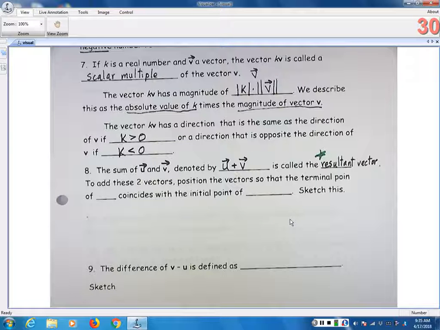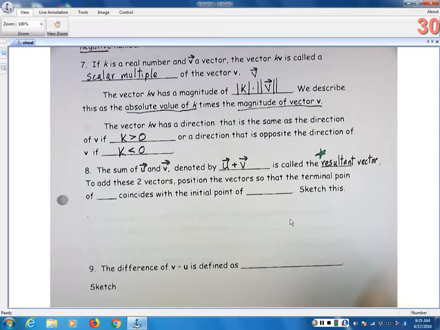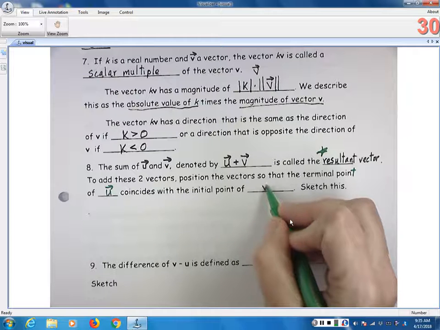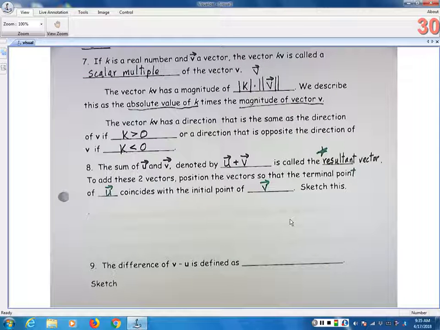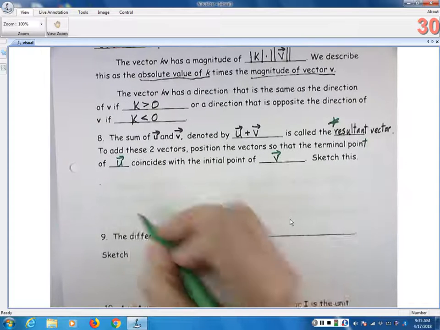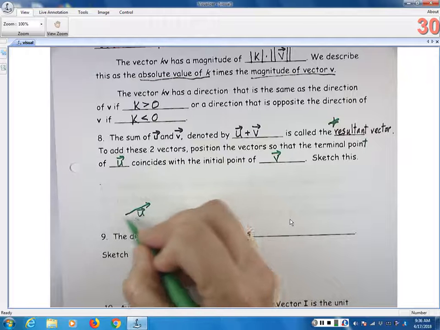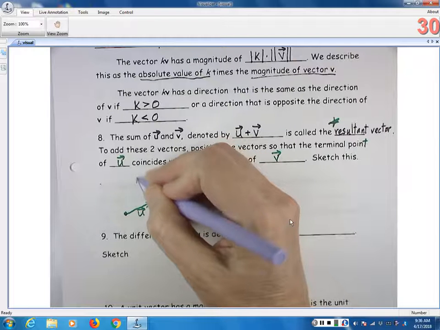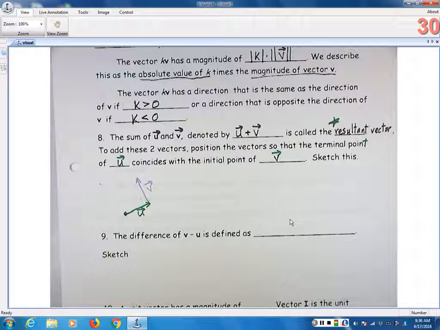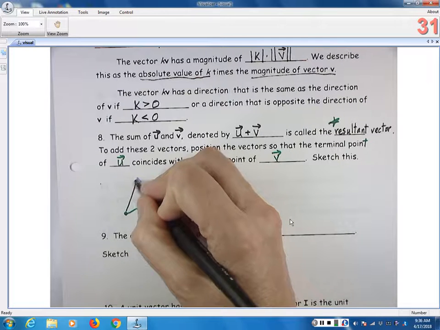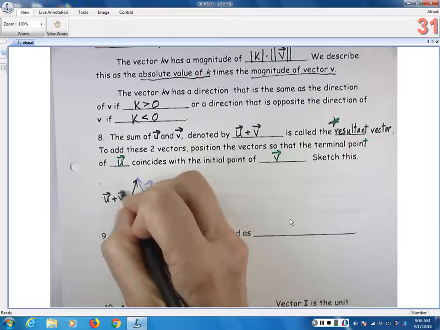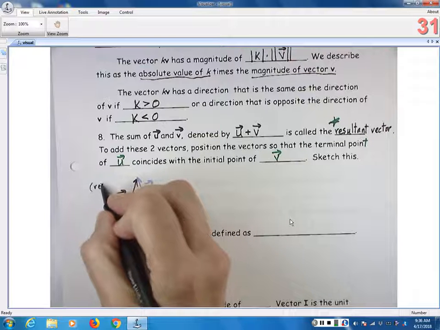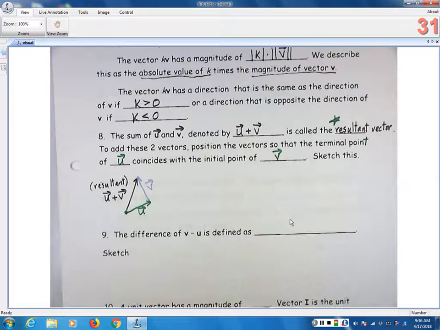To add these two vectors, position the vectors so the terminal point of U coincides with the initial point of V. Well, this is how you would sketch this. You can do this graphically then. So if this is vector U, and then if this is vector V, then our resultant vector will be right here, in black. That's how you do it graphically.